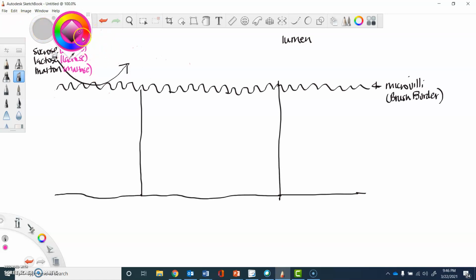So we're going to have glucose and galactose and fructose. So I'm doing this separately. I'm doing glucose and galactose together because they come into the cell the same way. Fructose is a little bit different. So we'll look at glucose and galactose first.